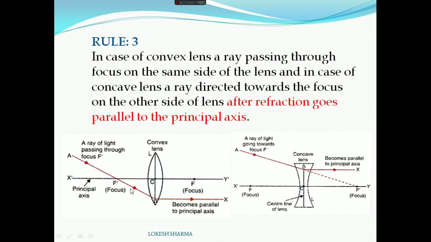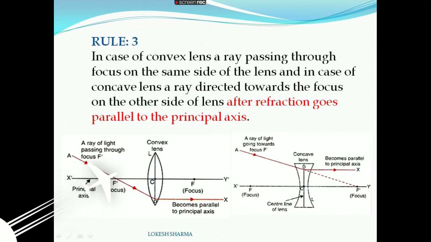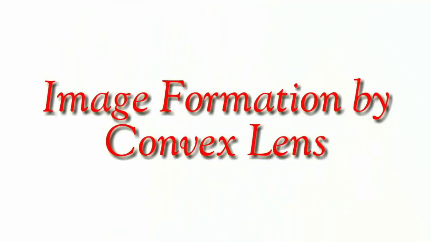This ray is coming from the focus on the same side of the lens, hence after refraction it becomes parallel to the principal axis, and this ray is directed towards the focus on the other side of the lens, hence after refraction it becomes parallel to the principal axis. But for image formation we avoid this rule and use rule number 1 and rule number 2.